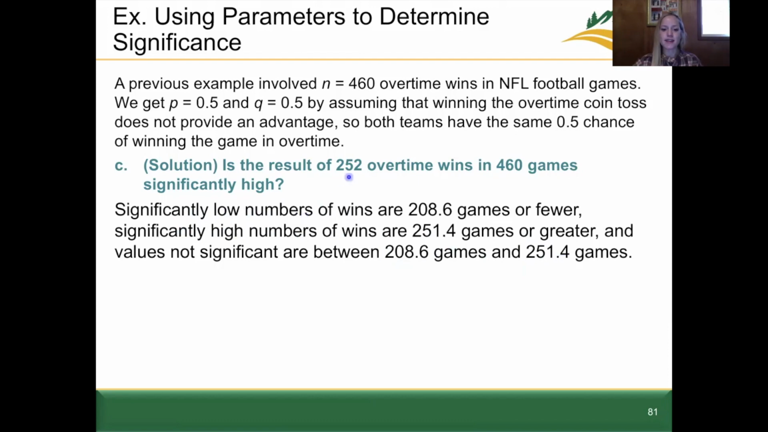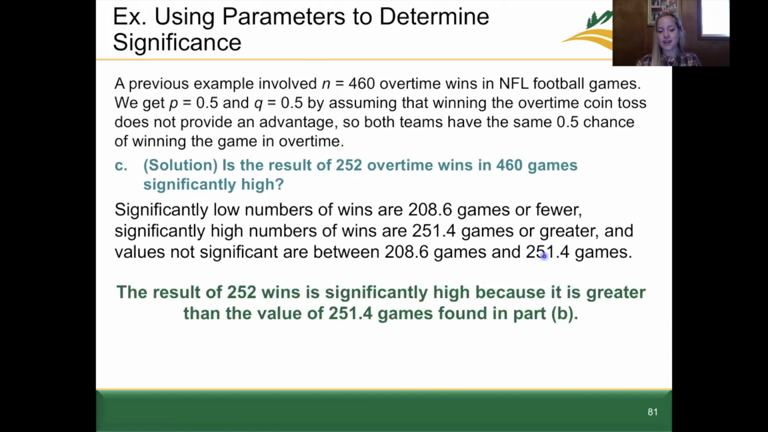Now part C is asking about 252 games. Well, 252 is greater than or equal to 251.4. It's greater than, so we can say the result of 252 wins is significantly high because it's greater than or equal to the value of 251.4 games.